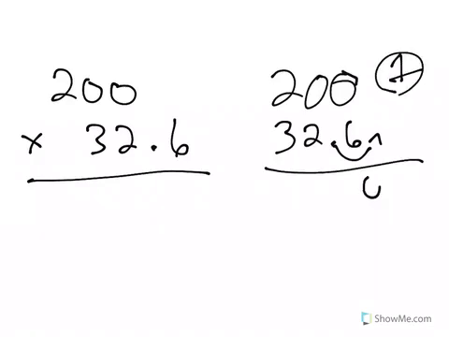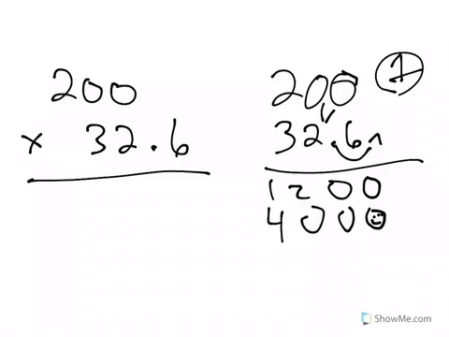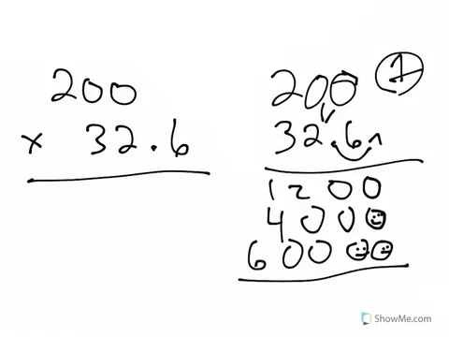6 times 0 is 0. 6 times 0 is 0. 6 times 2 is 12. Moving down, so I've got to put my little placeholder alien smiley face there, right? 2 times 0 is 0. 2 times 0 is 0. 2 times 2 is 4. Moving down to the next place value, so I've got my placeholder zeros because now I'm in the hundreds place. So my number will start in the hundreds place. 3 times 0, 3 times 0, 3 times 2 is 6. Add it all together, we get 0, 0, 2, 5, 6.